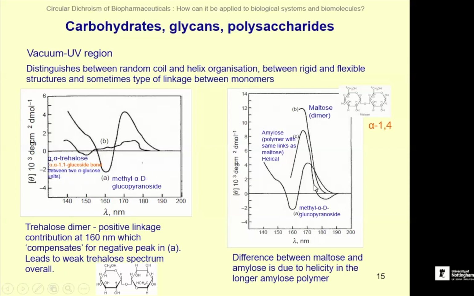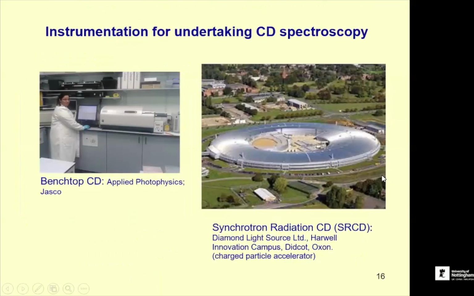And so amylose, whilst it resembles the maltose spectrum, is different again, and the reason for that is the helicity in the molecule, as we've seen for the protein alpha helix and the DNA double helix. If you have helicity, then obviously that changes the environment of the chromophores in these cases and changes the spectrum. Okay. Where would you do vacuum CD?